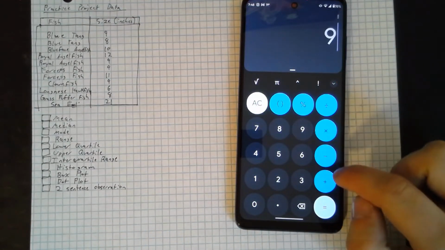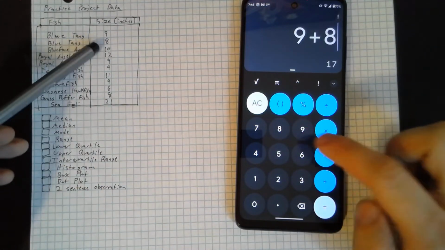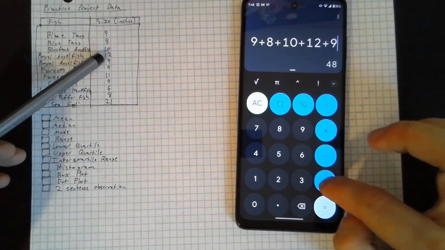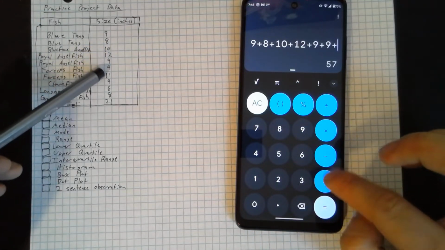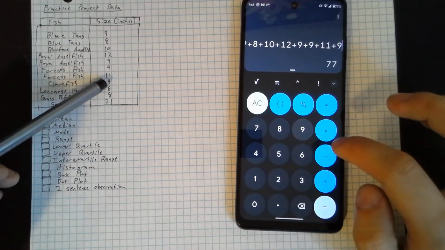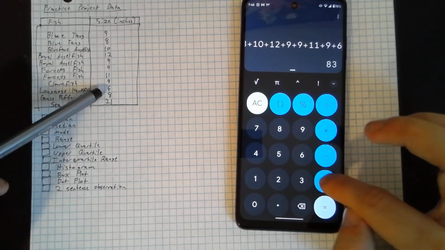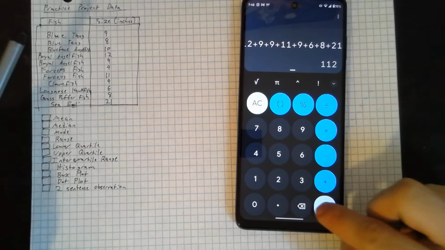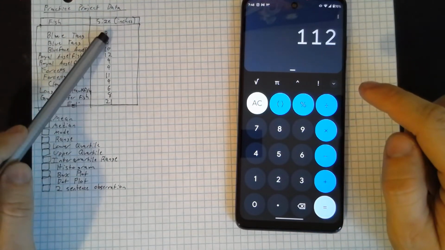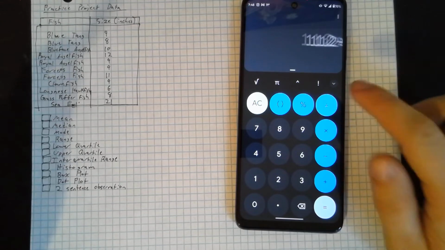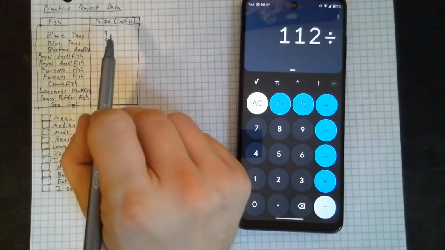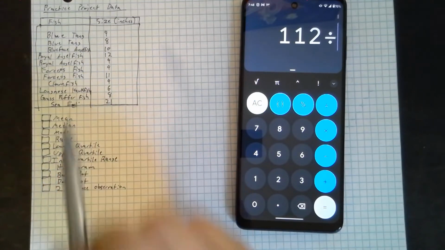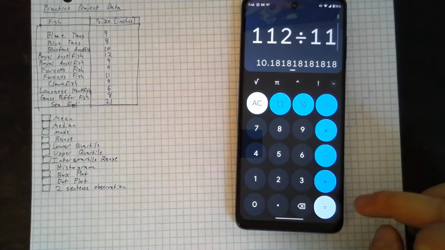But we've got, let's see, 9 plus 8 plus 10 plus 12 plus 9 plus 9 again plus 11 plus 9 again plus 6 plus 8 and plus 21. And I got 112 when I added all of those together. So step 1, we add them all together, and then I divide by however many things I just added. So I added up 1, 2, 3, 4, 5, 6, 7, 8, 9, 10, 11 numbers. So I'm going to divide this by 11.